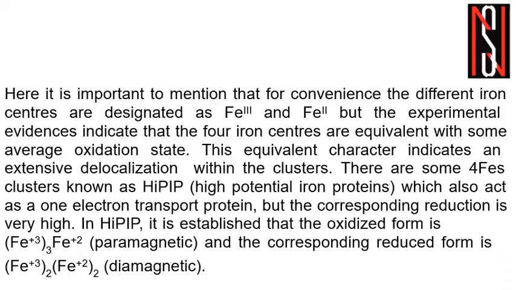Here I want to mention that in these 4Fe4S ferredoxins, we have already come to know that the iron atoms will be in variable oxidation states in the oxidized as well as in the reduced form. But the experimental evidence indicates that the four iron centers are equivalent, with some average oxidation state. Why is this happening? In these kinds of 4Fe4S ferredoxins the electron transfer process is very fast, so the four iron atoms cannot be separated based on oxidation state. All the iron centers become equivalent in nature with the average oxidation state.